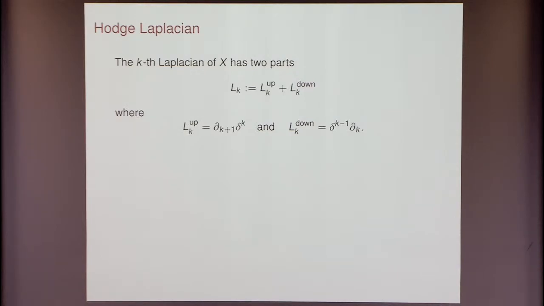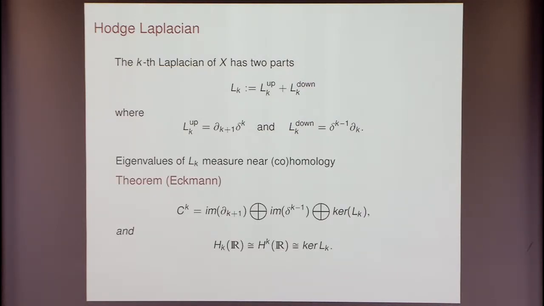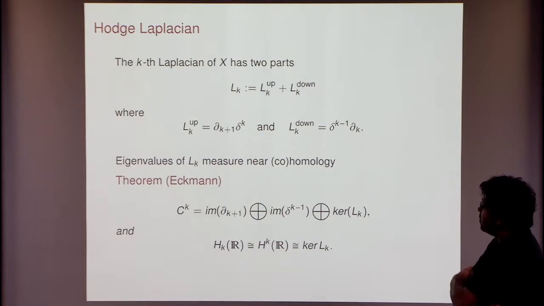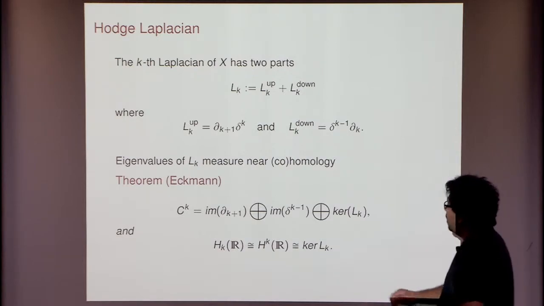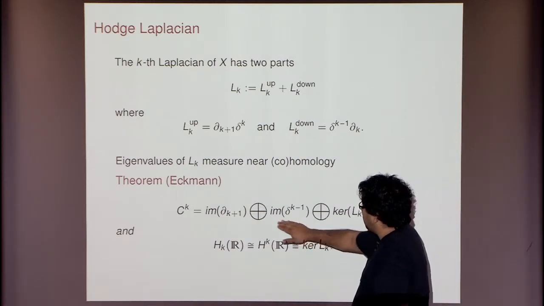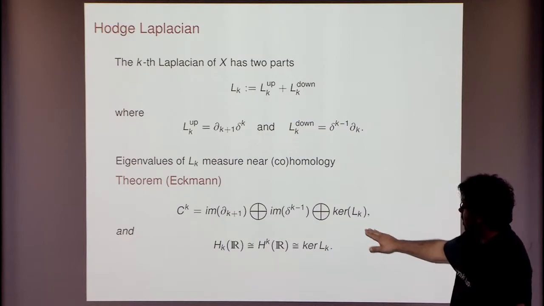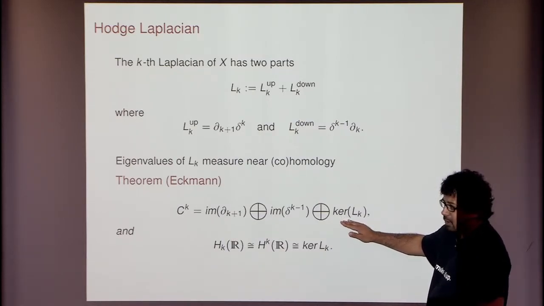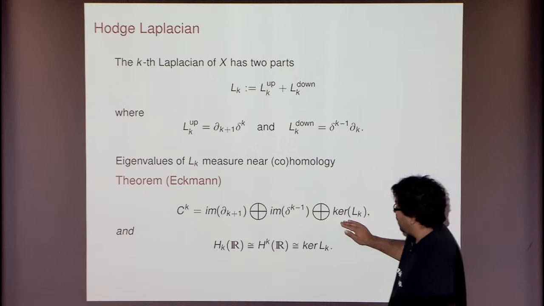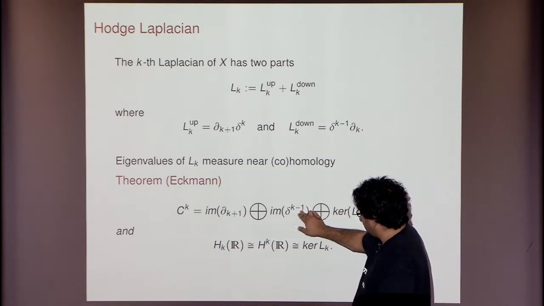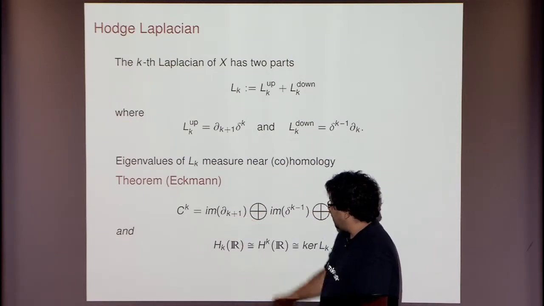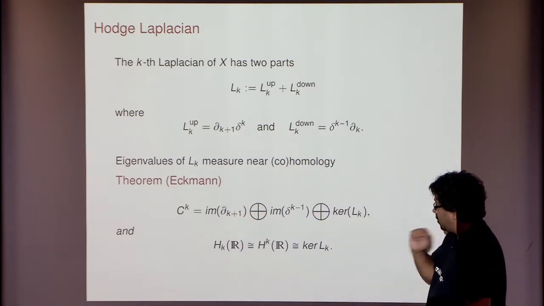Okay? So this is a Hodge Laplacian. Now, this is an important theorem. This is a theorem by Eckmann, and what it tells you is the Laplacian has a very nice property in that it breaks up this space into a direct sum of three parts. One is the kernel of the Laplacian, and then the image of the co-boundary coming from delta k minus 1, and the image of the boundary operator. And these will all give you some notion of the homology.